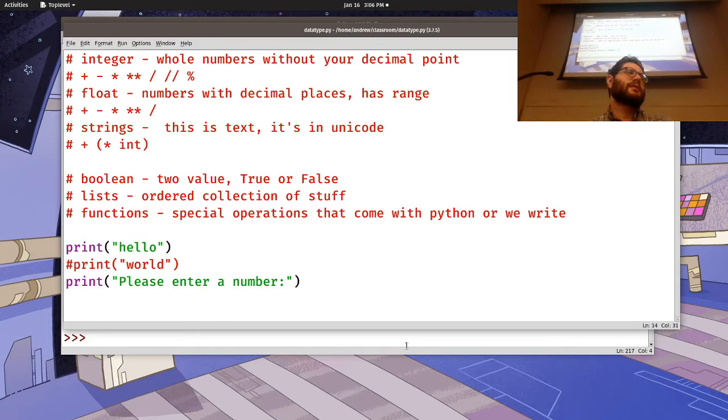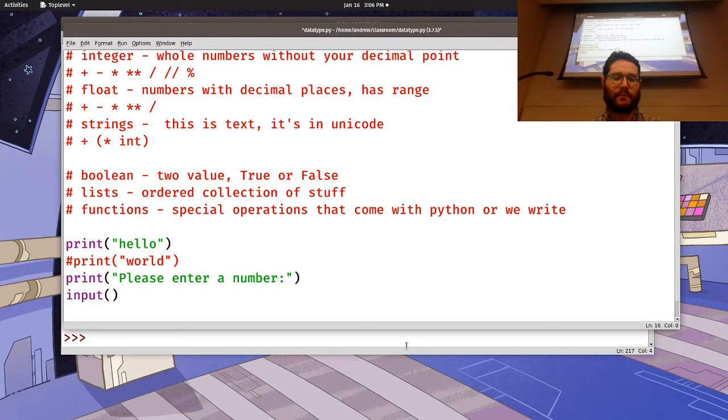And this is currently the only way we have to talk with the computer. We'll be transitioning away from using input eventually, but in the beginning, when we don't use functions and we don't use parameters, we will use input a lot. So please enter a number. Input says, hey, program, stop here. Wait for the person to input something.